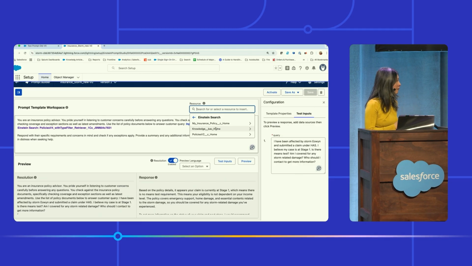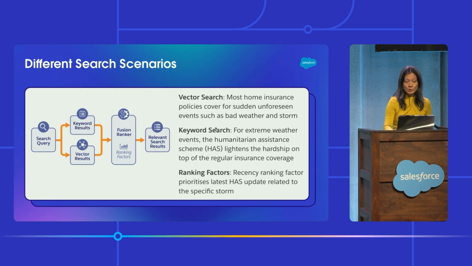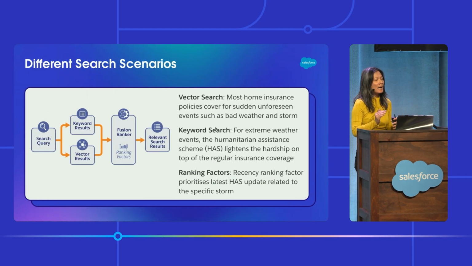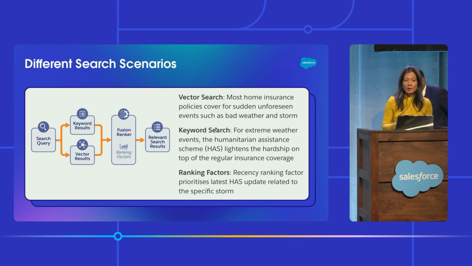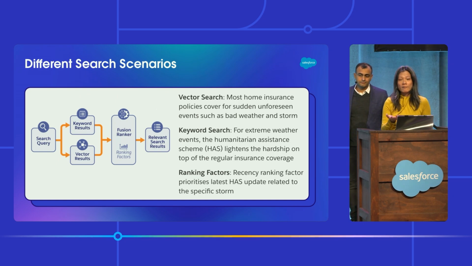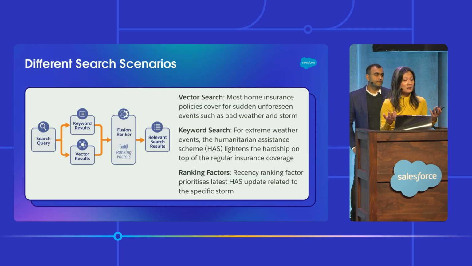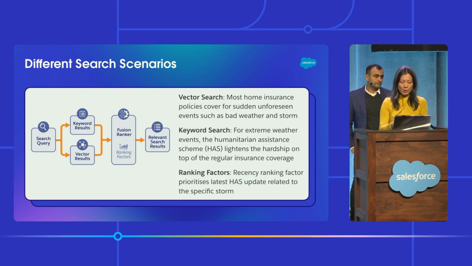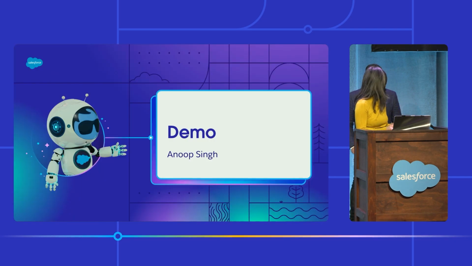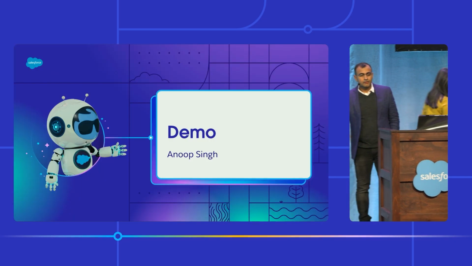And now I want to invite Anoop to the stage, right, to really go into deeper detail about these ranking factors. I showed recency, but there's more, right? And there's also rankers that he will talk about. So without further ado, Anoop.